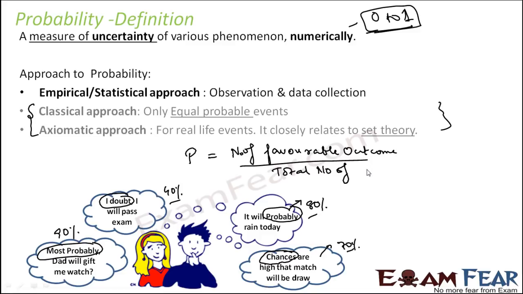So this is the formula of probability: number of favorable outcomes divided by total number of outcomes. We will talk about this formula in detail.